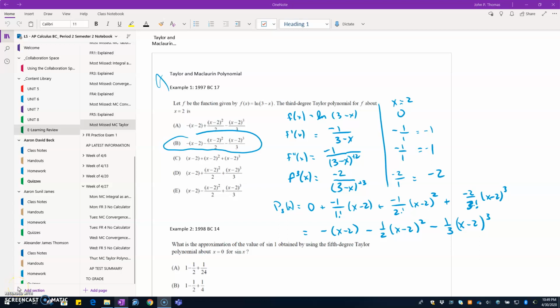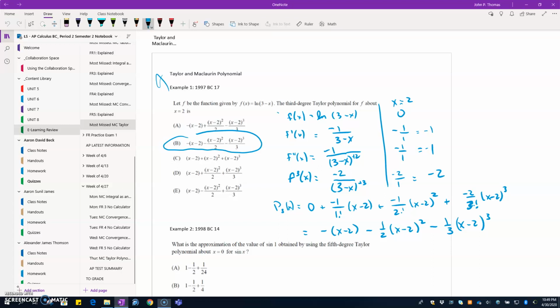Alright, unfortunately Screencast lost my original cast of this one, but I want to talk through the solution that I did. So what you're going to notice is on this first one it says, let f be the function given by f of x. The third degree polynomial for f about x equals 2 is given by which of the following.